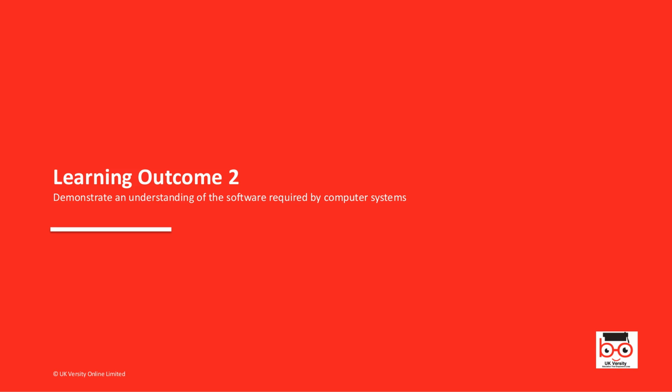Welcome to Learning Outcome 2, all about software, the programs and instructions that bring the hardware to life. We'll explore the three big families of software, system, application, and development, and see how each one plays its part.